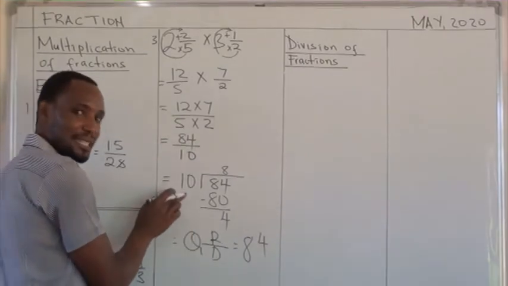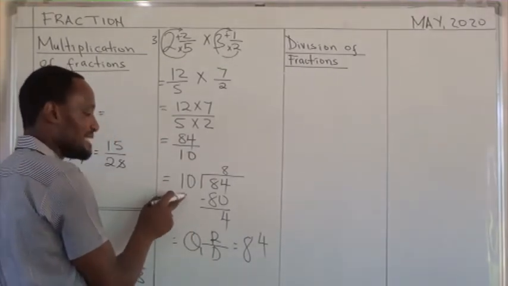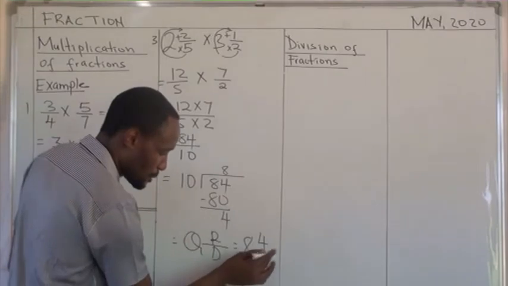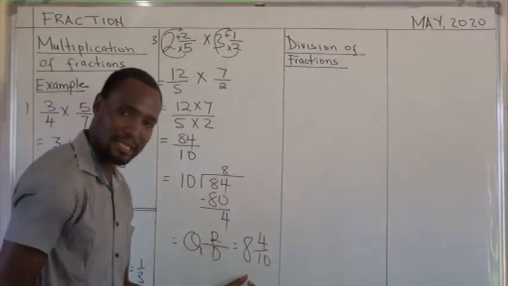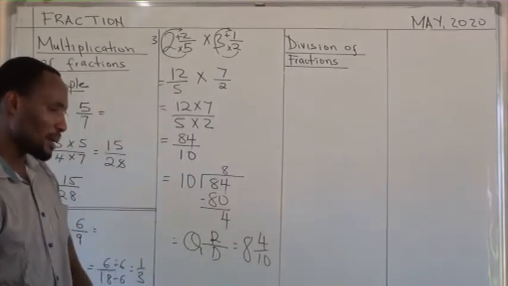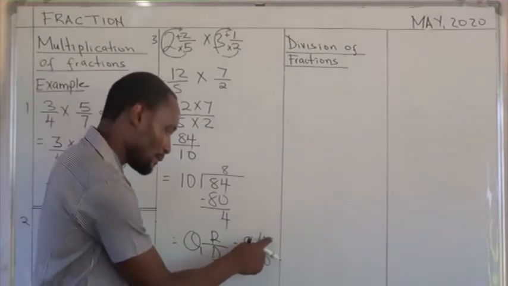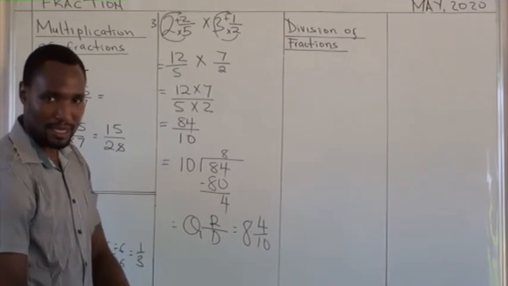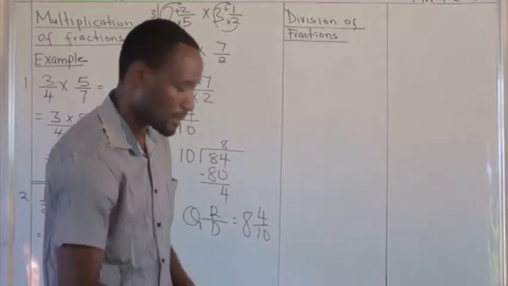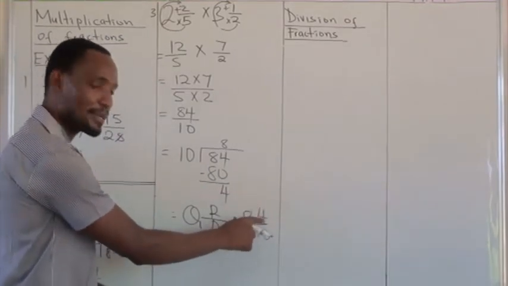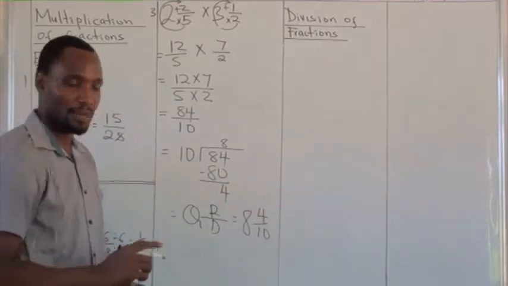Our divisor is here, which was used to divide the dividend. So you put over 10. So your answer is 8, 4 over 10. But look at it. 4 and 10 are even numbers. And what's an even number? An even number is a number that can be divided by 2. That clearly tells us that we can simplify 4 and 10 by dividing by 2. Let's see.